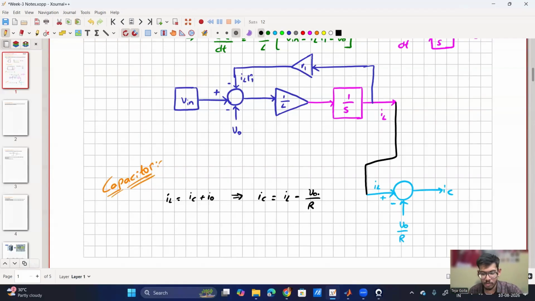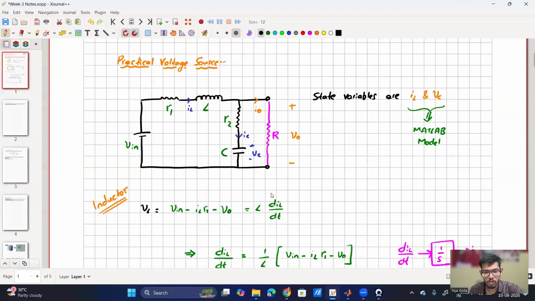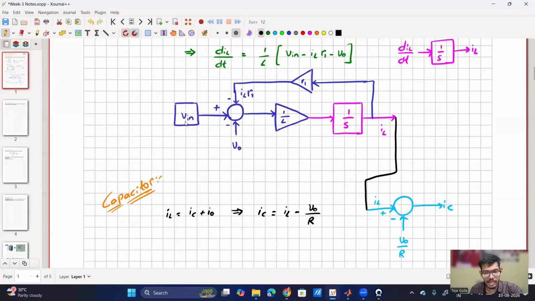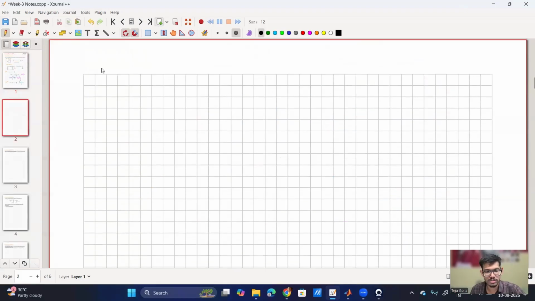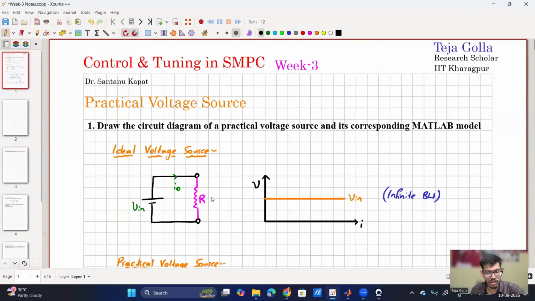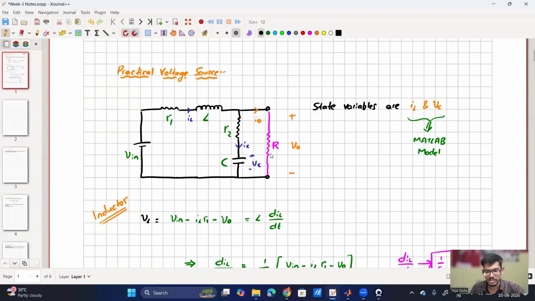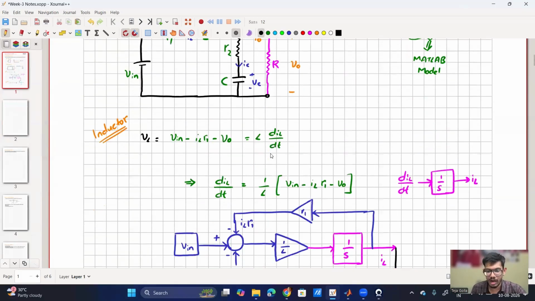Does this end the problem? No. My final output of the entire block is V0, right? So my final output should be V0. It cannot be IC because my input is Vin. Overall block diagram output should be V0 because I am feeding V0 to the subsequent circuits. So we are only halfway there.